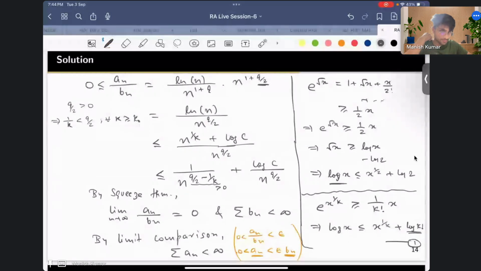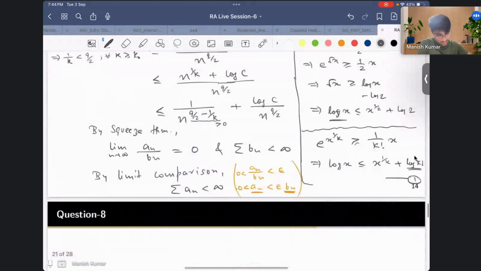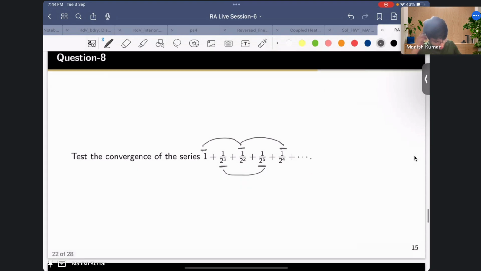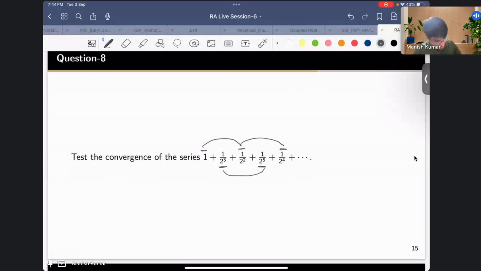Now let's move to the next problem, which is this one. Over here you have to check the convergence of this particular kind of series. You must be looking for some pattern, and it's very easy to see the pattern. The odd terms are just even powers of 1 by 2, and the even terms are just odd powers of half.